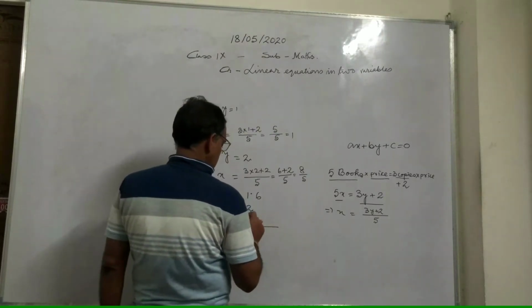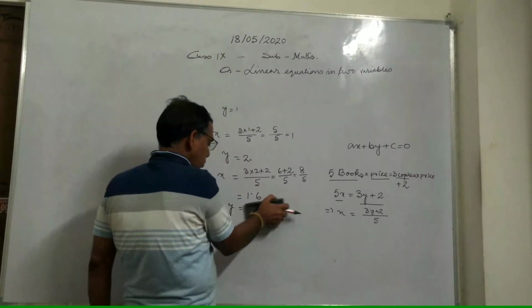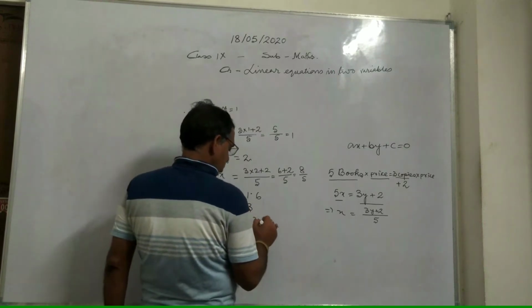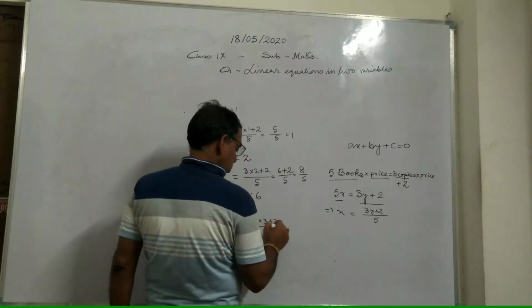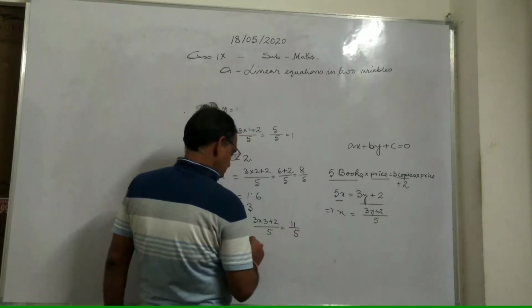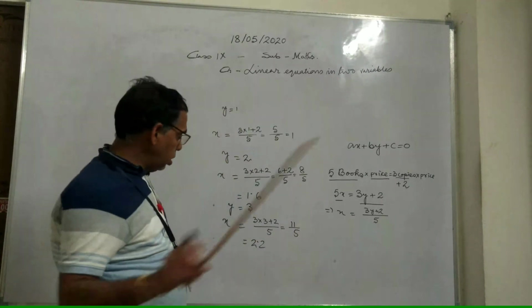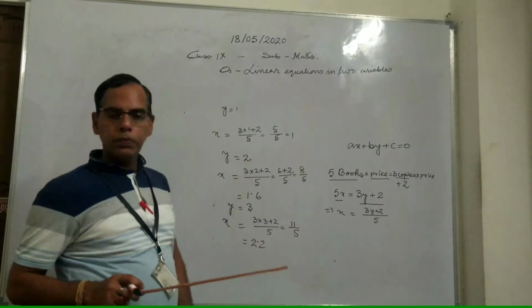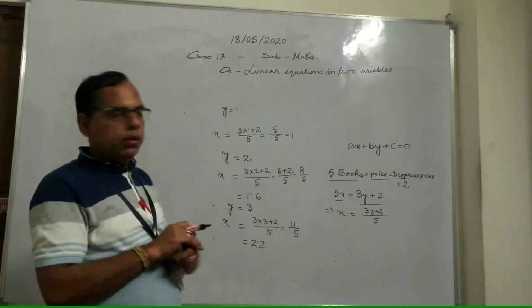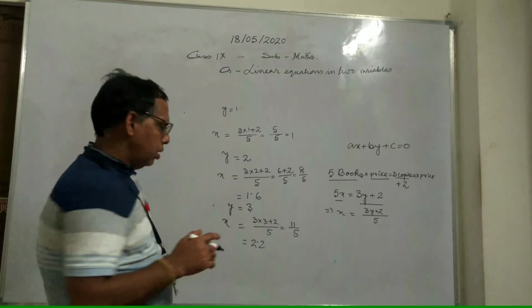See, 3, 1 I have taken, now 3. So 3 into 3 plus 2 by 5, then 11 by 5, that means 2.2. Now, these as a whole can be compressed in this way.